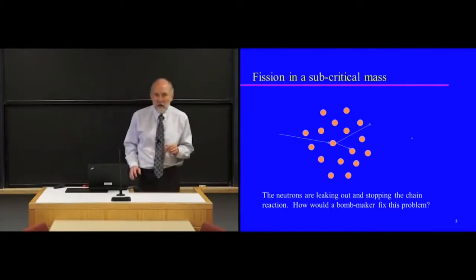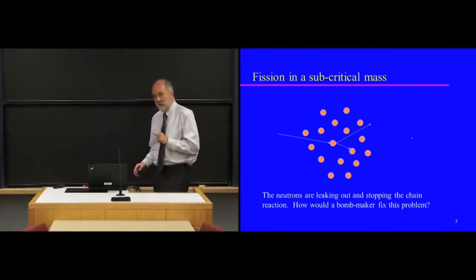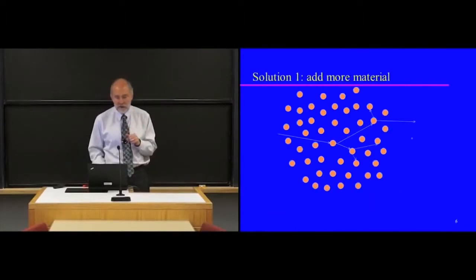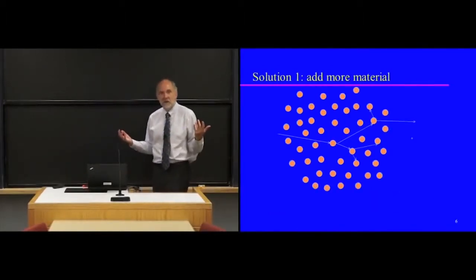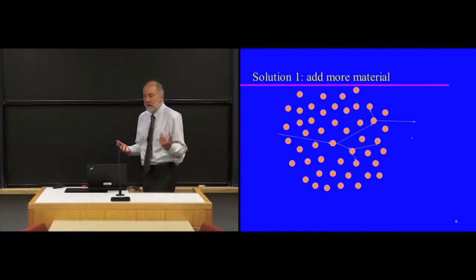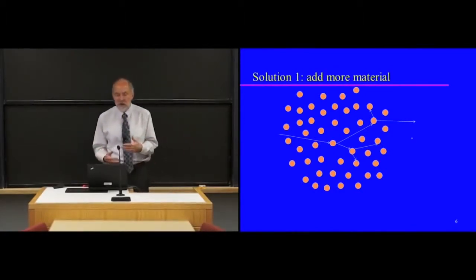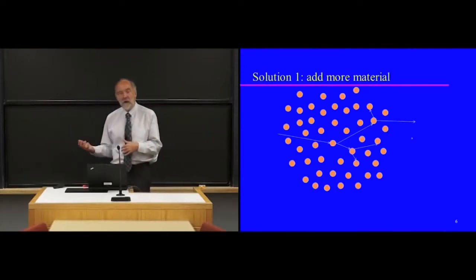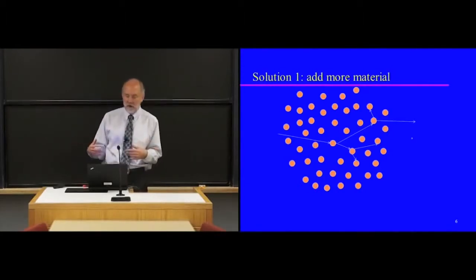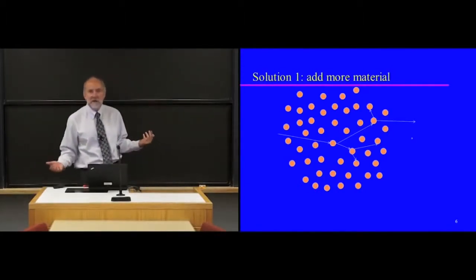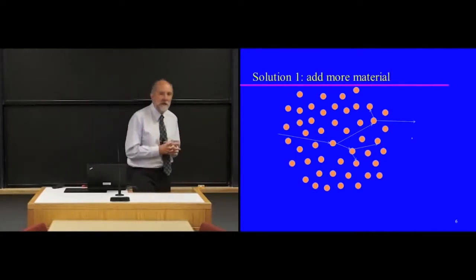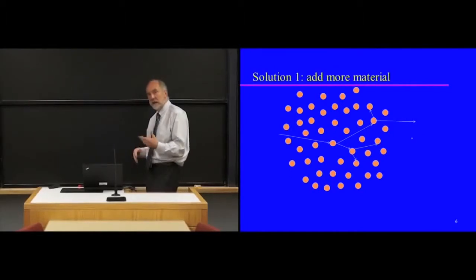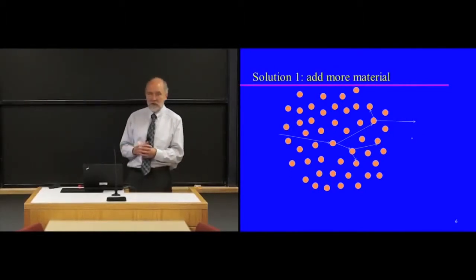Well, there are really several ways that people have thought of to fix that problem, really 3 ways. So solution 1 is to add more material. Here I have a larger group of atoms, and you can see that in most cases the neutrons are hitting other atoms before they fly out into the surrounding countryside, though some still do. And so that will lead to a continuing nuclear chain reaction.